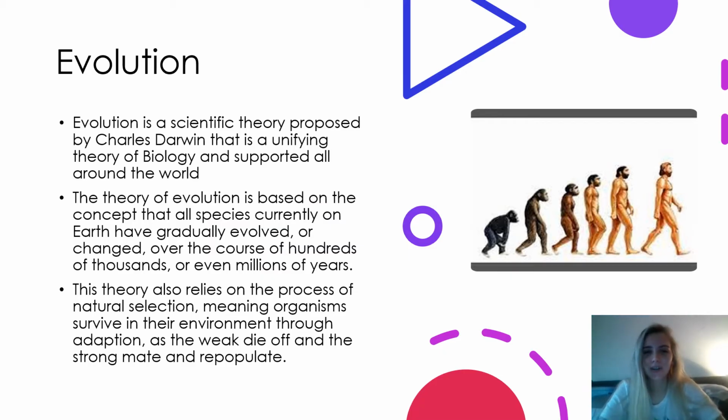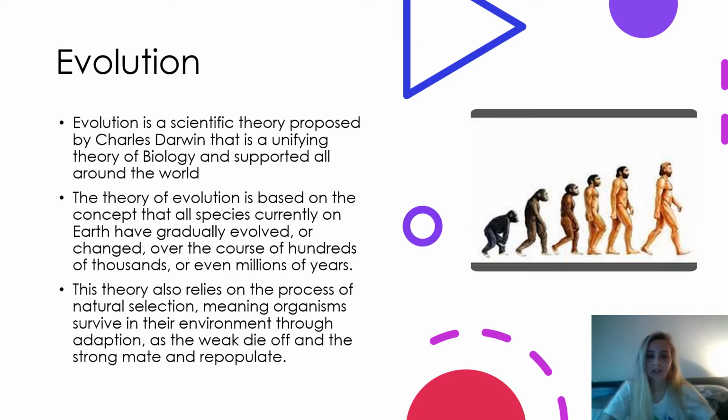The theory of evolution is a scientific theory proposed by Charles Darwin that is a unifying theory of biology and supported all around the world. The theory of evolution is based on the concept that all species currently on Earth have gradually evolved or changed over the course of hundreds of thousands or even millions of years.